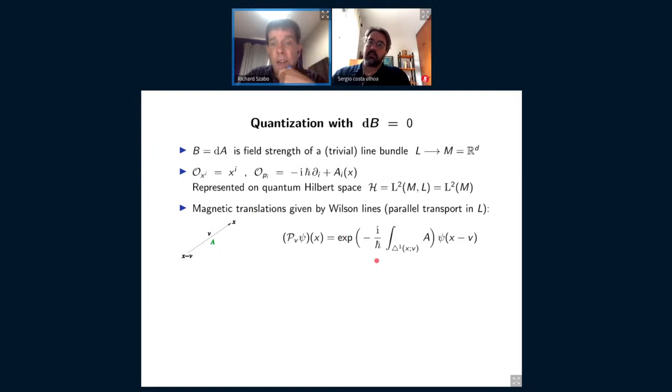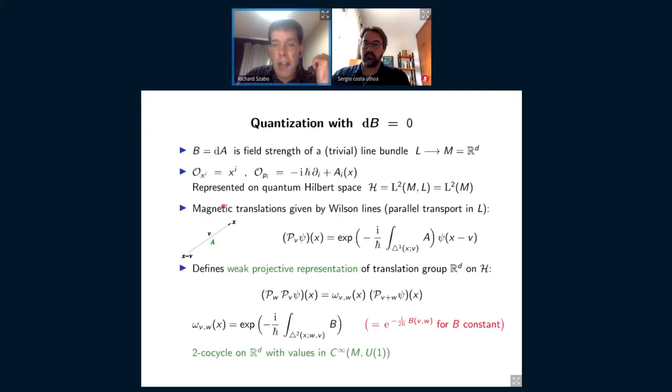And these magnetic translations are now represented by Wilson lines. I take this one-form and I integrate it over a straight line between x minus v and x. If you're more geometrical, this is formally a parallel transport in this line bundle. But that's how we represent those. And then what you find is that these Wilson lines, these magnetic translation operators, form a projective representation of the translation group on this Hilbert space.